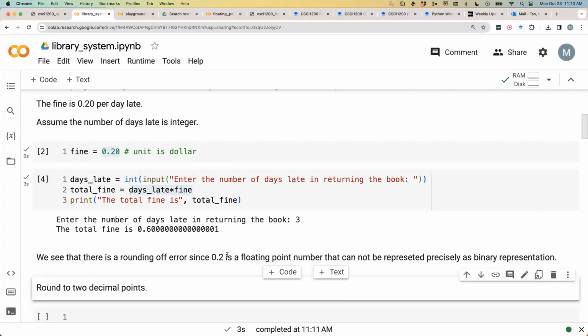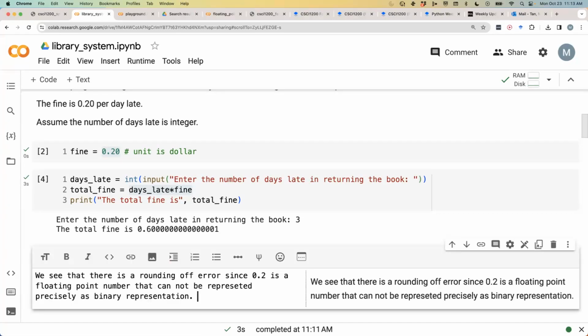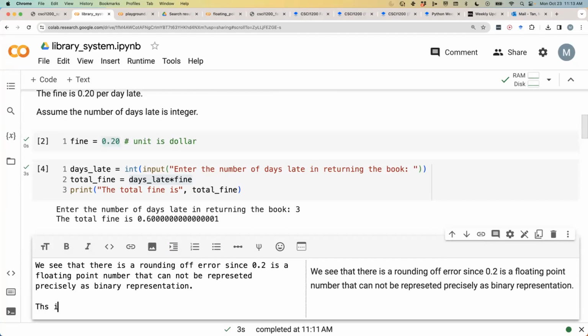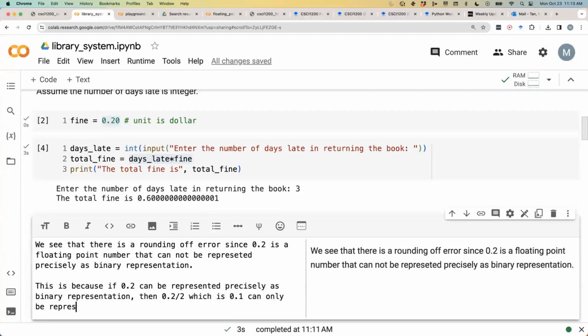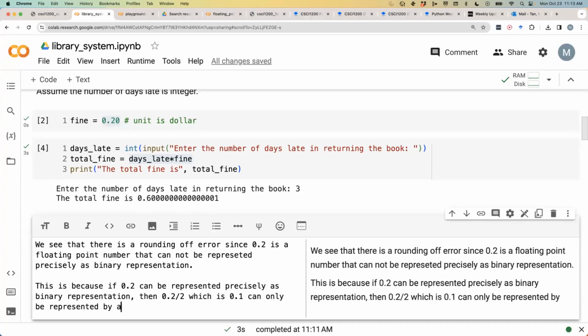The idea is to see that this is because if 0.2 can be represented precisely as a binary representation, then 0.2 divided by 2, which is 0.1, can also be represented precisely as a binary representation as well.